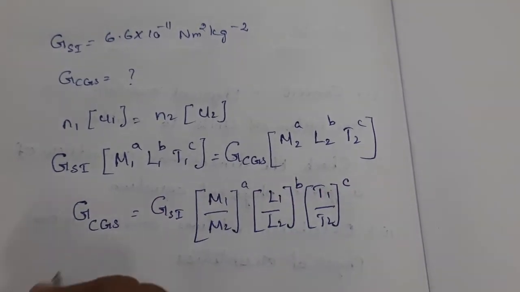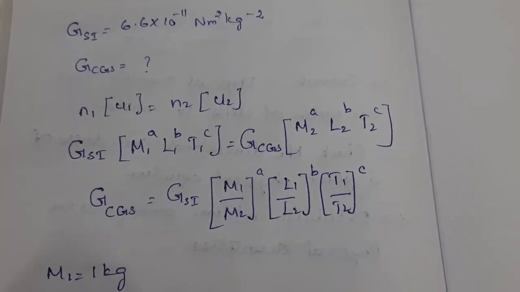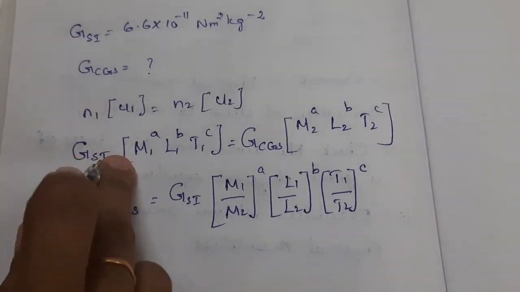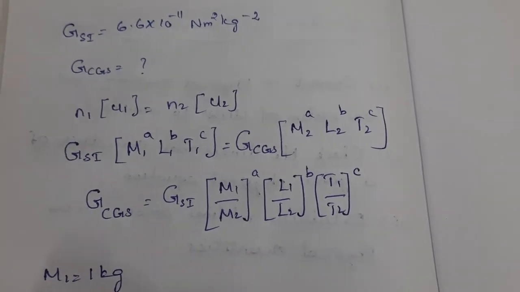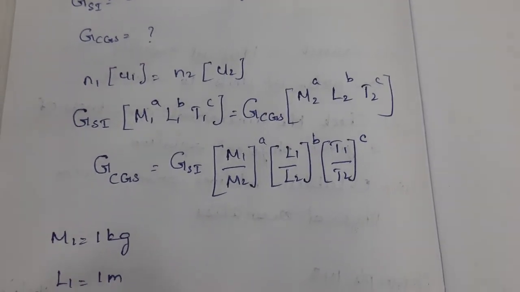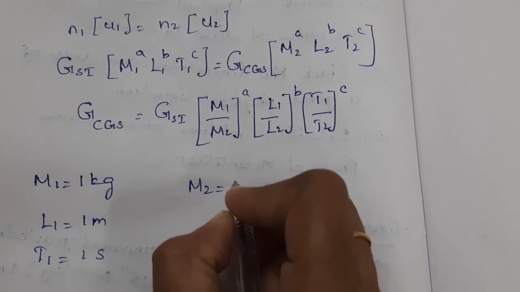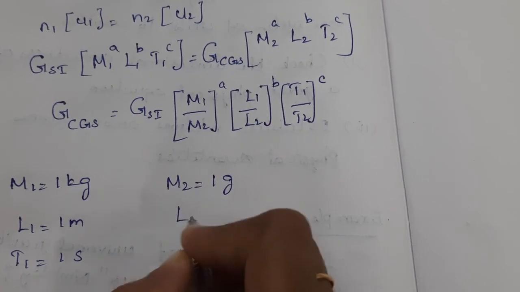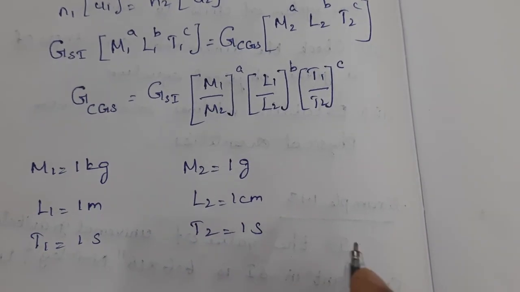Now let us consider the SI system as the first one. So we can consider M1 is equal to 1 kilogram, L1 equal to 1 meter, T1 equal to 1 second. Similarly, M2, related to CGS system, is 1 gram, L2 is equal to 1 centimeter, and T2 is equal to 1 second.